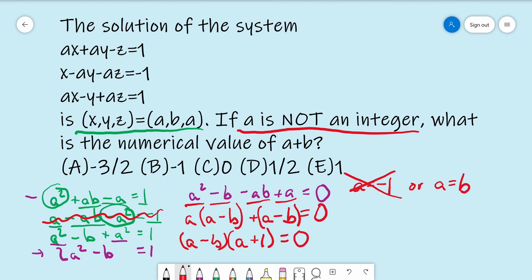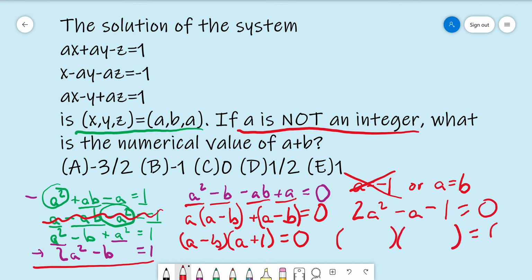So let's take this a equals b and plug it back into one of our equations, for example, the third one. Then we get 2a squared minus a, and I'm going to bring the 1 over to the left side to get it to look like a quadratic equation, minus 1 equals 0. Can we factor this? I think we can. 2a, a, 1 and 1. Now we need a minus and a plus, and we need it to add up to minus a. So we're going to have to put the minus here and the plus here, so that we'll get minus 2a and plus a, that's minus a.